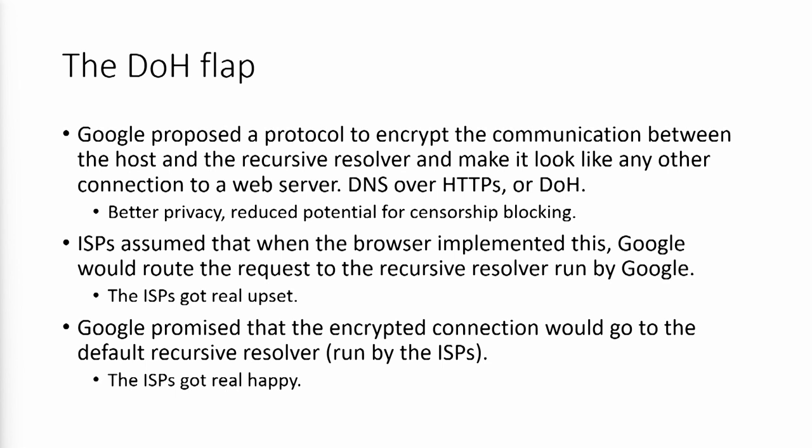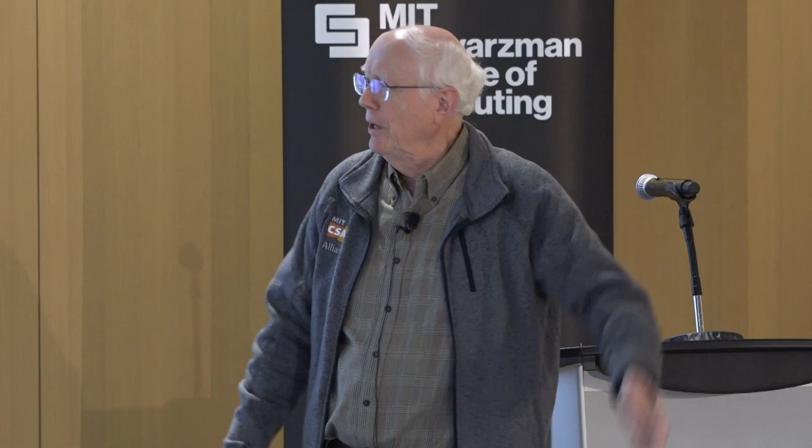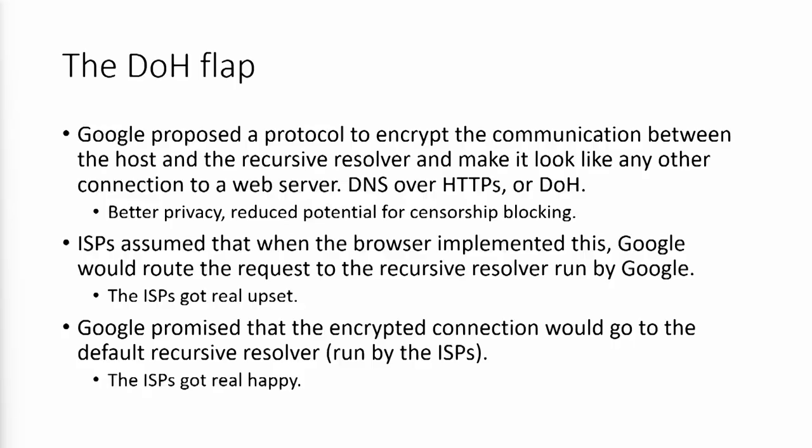What broke it, by the way, was e-commerce. Economics always trumps security. Talk about priority of requirements. E-commerce, oh God, I guess we have to let them encrypt things. But Google said, let's encrypt the connections, and furthermore, let's make them just look like ordinary web queries, HTTP. So we're going to do DNS over HTTP. They said better privacy, and also it makes it harder to censor things because they just look like web queries, and so how can you tell what's a DNS lookup?